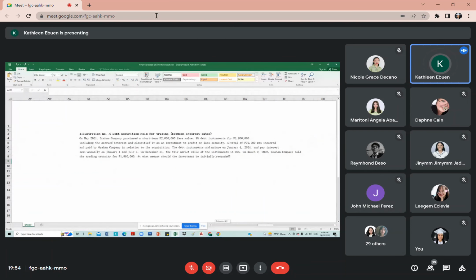Okay, so next illustration. On May 2021, Graham Company purchased a short-term 2 million face value, 9% debt instruments for 1,860,000, including the accrued interest, and classified it as an investment to profit or loss security. A total of 70,000 was incurred and paid by Graham Company in relation to the acquisition. The debt instruments will mature on January 1, 2024 and pay interest semi-annually on January 1 and July 1.